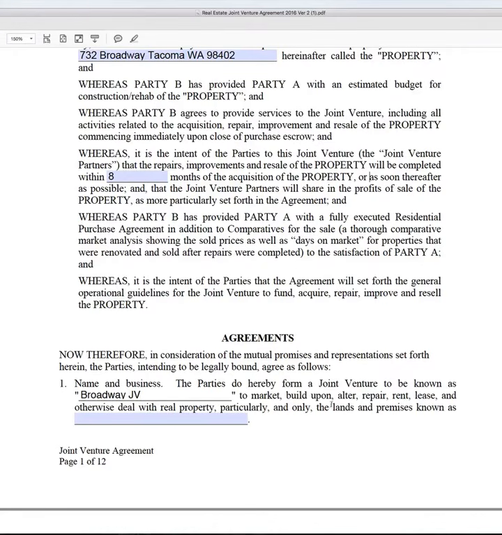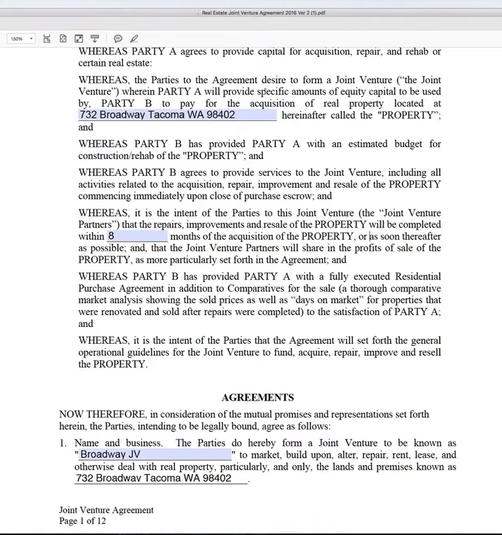And then to market, build, alter, repair, lease, and otherwise deal with real property, particularly and only in the lands and premises known as, and again, put in the address here, 732 Broadway, Tacoma, Washington, 98402. Now, if you're wondering why we're putting the address in twice, okay, we put it in up here, and we put it in down here in the agreement.